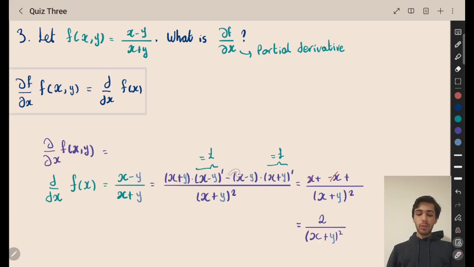Now, if that is true, then once we distribute these two signs, we'll get x plus y minus x plus y. And if we do this, we get y plus y, which is equal to 2y. And that is the answer. That is the correct answer.